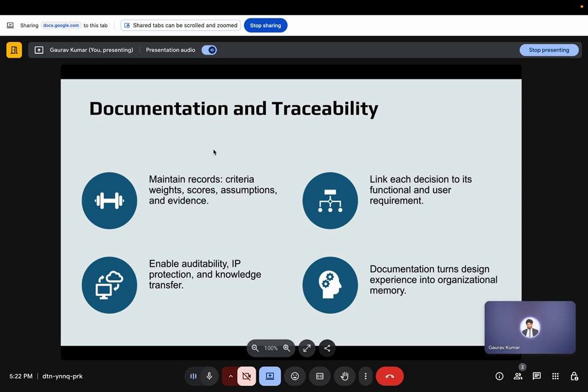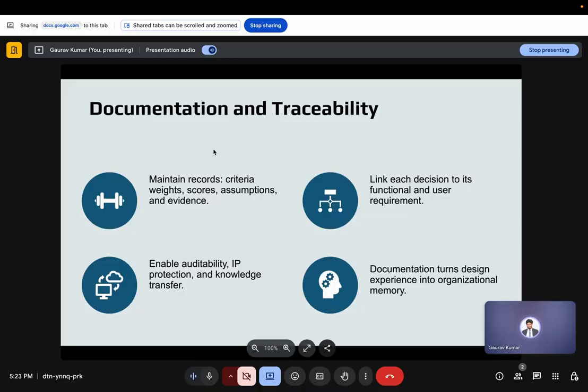This culture of traceability not only enhances project transparency but also accelerates the onboarding of new team members and enables regulatory or quality compliance. It transforms documentation from a bureaucratic exercise into a learning tool. In essence, good documentation turns design experience into institutional memory, allowing future projects to begin where the last one ended, not where it began.